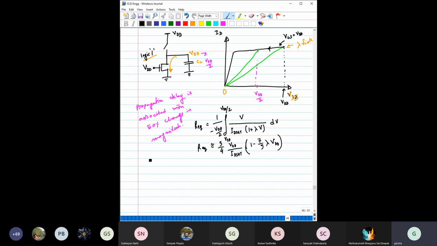Okay. So here you can see that R equivalent is inversely proportional to ID sat. Again, ID sat is proportional to W by L. So if L is constant for a particular technology node, then ID sat is proportional to W. So you can say that R equivalent is directly proportional to 1 by W, right?